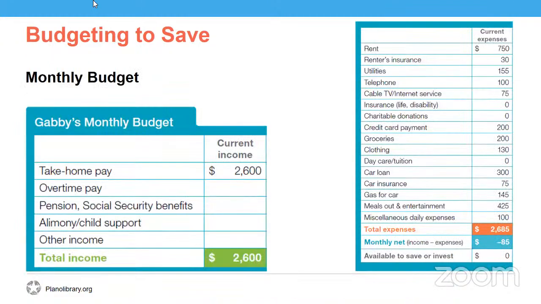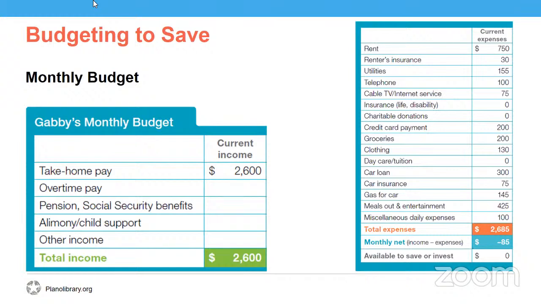So once you have a clear idea of your usual spending, it's time to create a budget. Make sure you have your monthly income and spending information. And here in this example, Gabby's got her monthly budget. And in the first column, we see the category she's using for her budget.